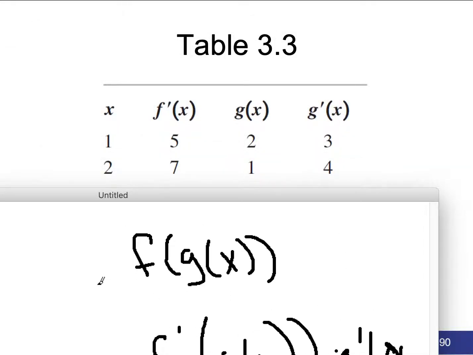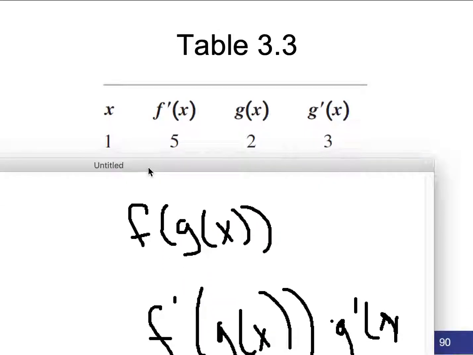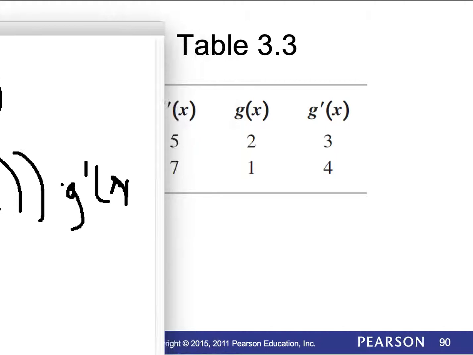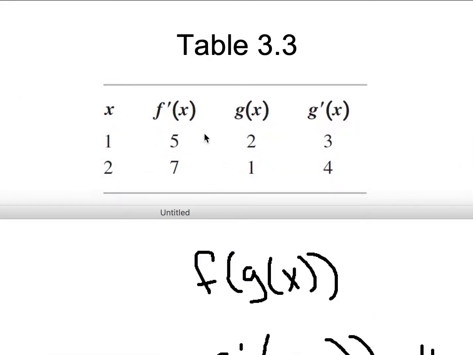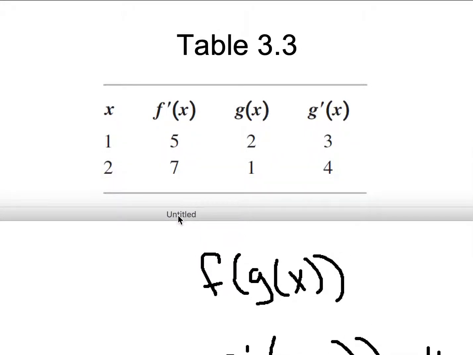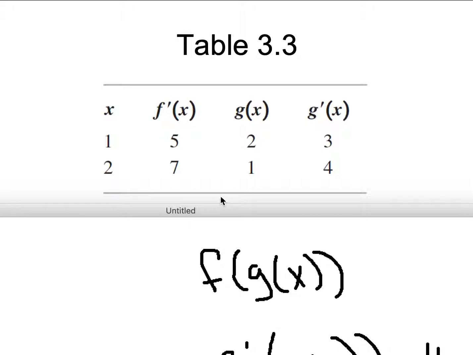So when I'm doing that, I'm going to have my f prime of g of x, and I can multiply that by my g prime of x. So typically when we see a table like this, we would see something that would indicate f prime of g of x. So I'm looking at f prime, which would be when I plug in, let's say 1, I get 5.